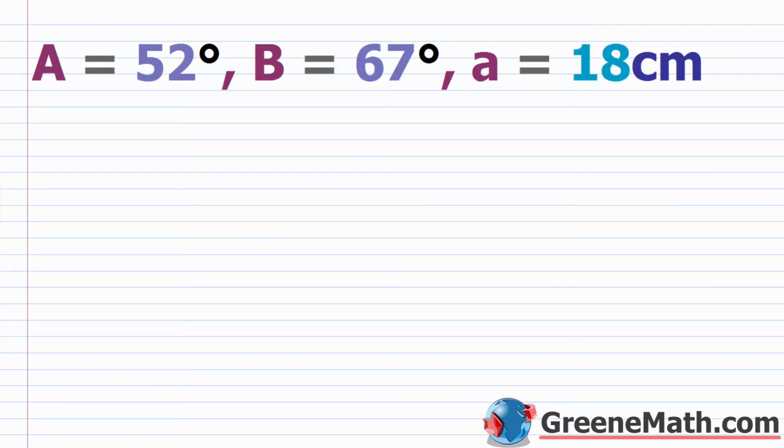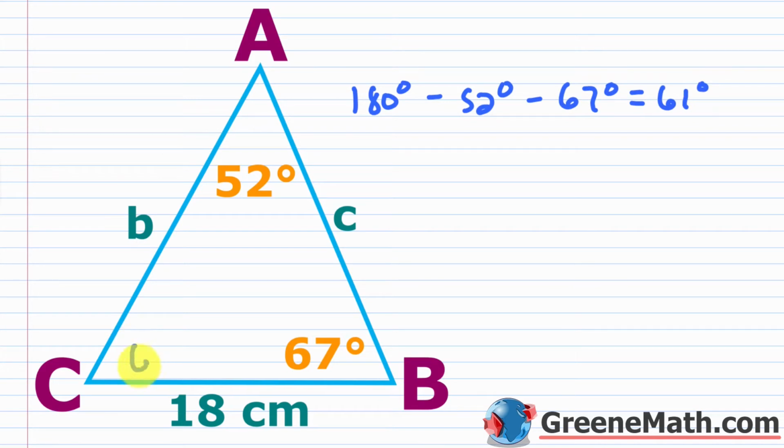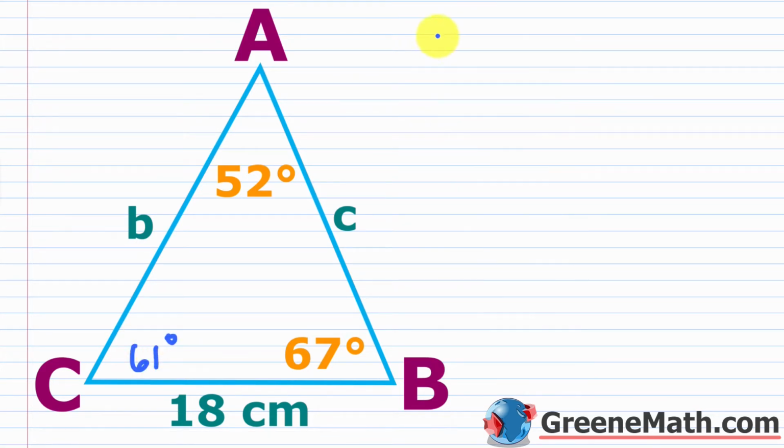Again, these are very, very easy. So A here is 52 degrees, B here is 67 degrees, and lowercase a is 18 centimeters. So angle A is 52 degrees, angle B is 67 degrees, and C is unknown, but we can find that really quickly. Just do 180 degrees minus 52 degrees minus 67 degrees, and that's going to give you 61 degrees. So let's put that in there. You might want to list this up here: C is equal to 61 degrees.